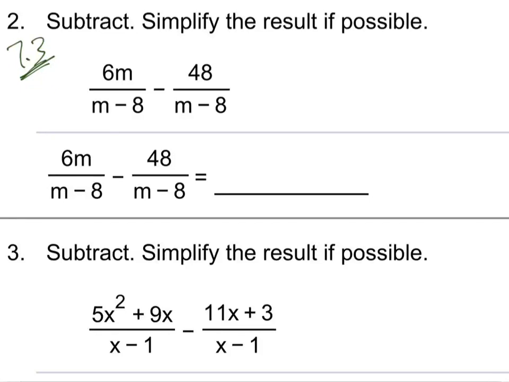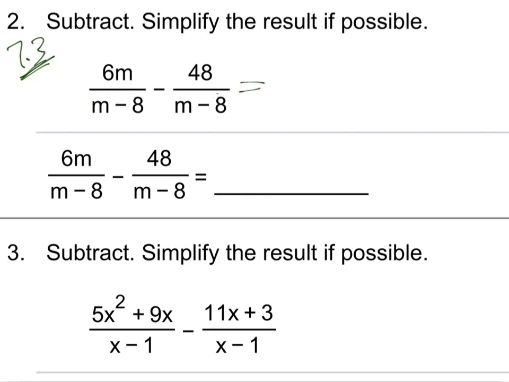So notice here on number 2 that these two fractions already have the same denominator. That's nice. On Monday, it won't be nice. They'll have different denominators. That's why 7-4 is the hardest section. So, yeah, these are nice.